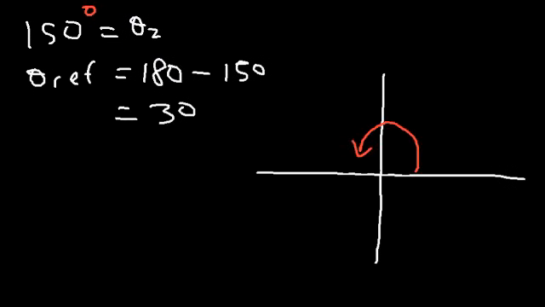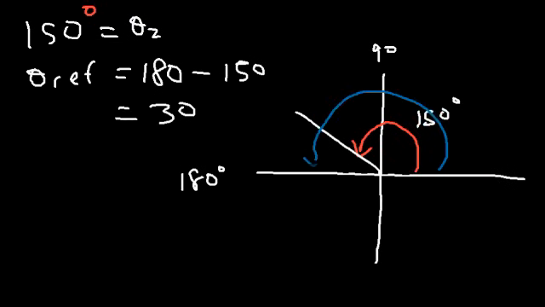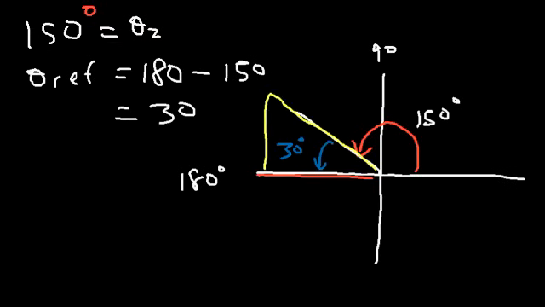So this is going to be an angle of 150. And we know 180 is basically the negative x-axis. This is 90. So if this is 180 and the red part is 150, then the difference between these two must be 180 minus 150, or 30. The reference angle is the angle between the x-axis and the hypotenuse of the triangle that is formed. So 30 is the reference angle.